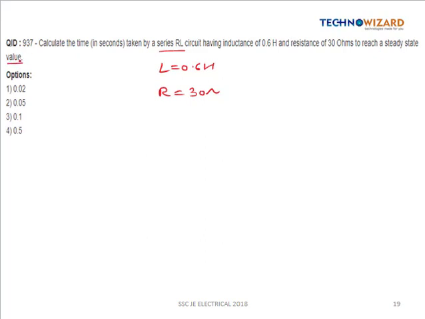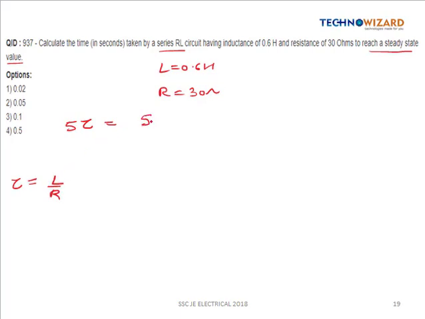So in order to reach the steady state value, it will take 5 time constants, because time constant is defined as the time taken to reach 63.7% of the final value. The value of the time constant in case of an RL circuit is given by L by R.